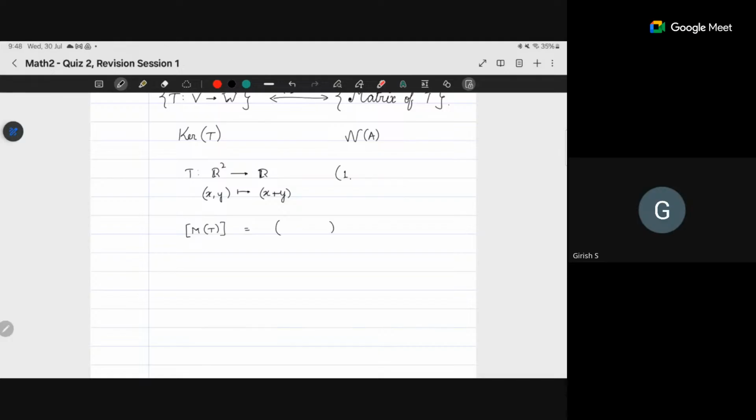So let's just take the basis (1, 1), (1, minus 1), for convenience. And what is a basis for R? Any non-zero real number will be a basis for R. So let's take 1 itself. Now if I take (1, 1), (1, minus 1), what is the image of the first vector? That is 2. And what is the image of the second vector? That is 0. And with respect to this, the matrix is just [2, 0].